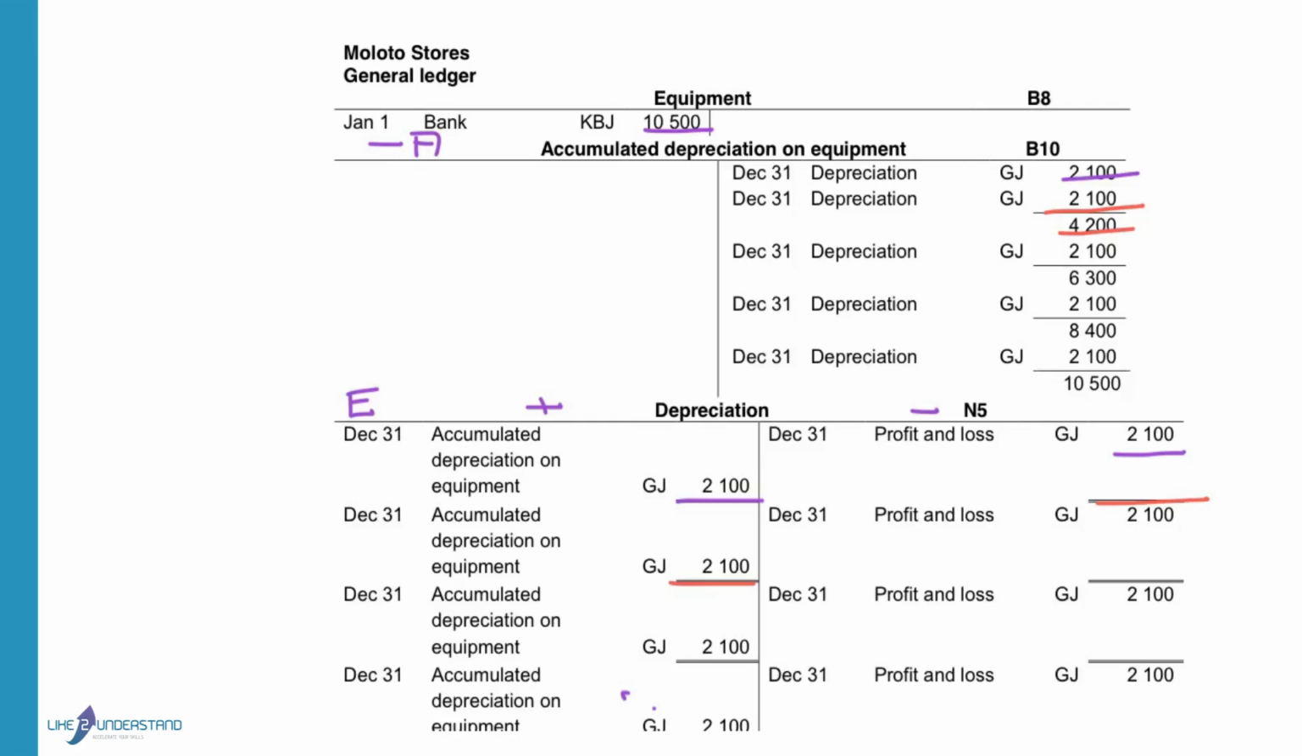In the third year, I will write off depreciation again, 2,100. I will credit accumulated depreciation, add the two together to see that the total accumulated depreciation is 6,300. So that is what we do every year. We calculate the depreciation, debit depreciation to increase the expense, and credit accumulated depreciation so that this amount can accumulate every year until the total accumulated depreciation is equal to the cost price.